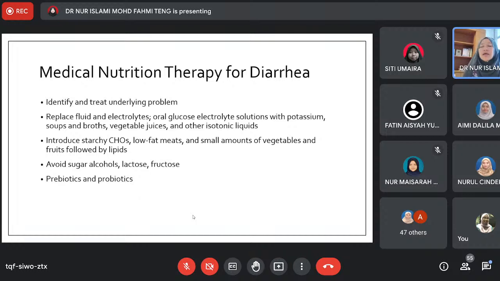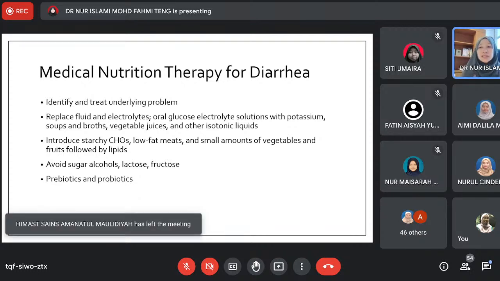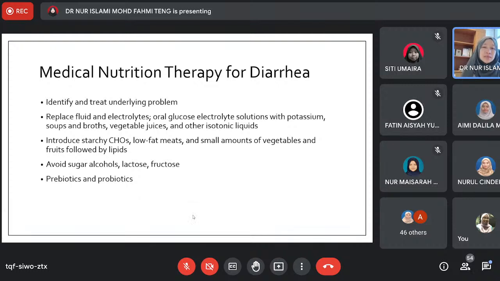Because of that, we avoid sugar, alcohol, lactose and also fructose. And prebiotics and probiotics can be considered for patients with diarrhea. So for those patients with diarrhea, the nutrition consequences are dependent on the volume of GI losses and also on the length of the disease course. We don't want a large volume of GI losses because it can lead to dehydration and also electrolyte and acid-base imbalance. So we first identify and then we treat the underlying problems.